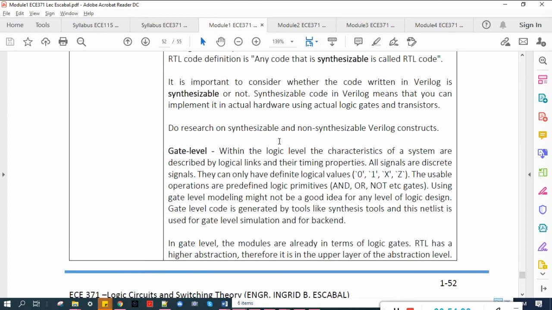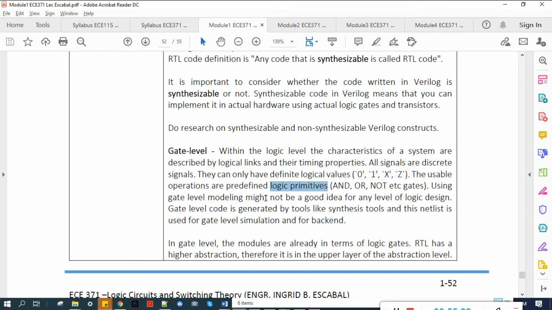Gate level. Within the logic level, the characteristics of a system are described by logical links and their timing properties. All signals are discrete signals. They can only have definite logic values 0, 1, X, and Z. Do you know what X and Z mean? Z is high impedance and X is undefined value. Usable operations are predefined logic primitives: and, or, not, etc. All those logic gates are called logic primitives.